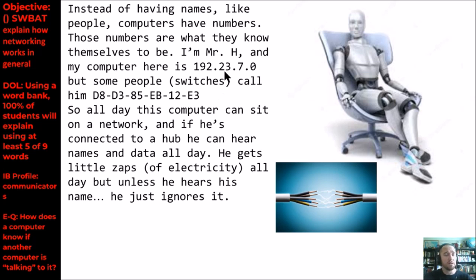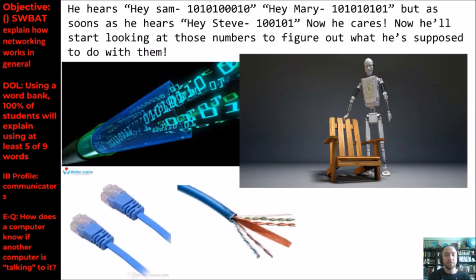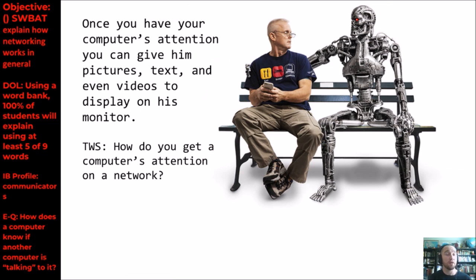So all day, a computer will just sit there on a network, and if he's connected to a hub, he can hear the names and data of other computers all day long. He gets these little zaps of electricity all day, but unless he hears his name, he just ignores it all. So he hears like Sam 1010001, hey Mary 100, but as soon as he hears his name, let's say Steve, hey Steve, now he cares. Now he'll start looking at these numbers and he'll want to figure out what he's supposed to do with those numbers. So once you have your computer's attention, you can give him or her pictures, text, and even videos to display on the monitor.